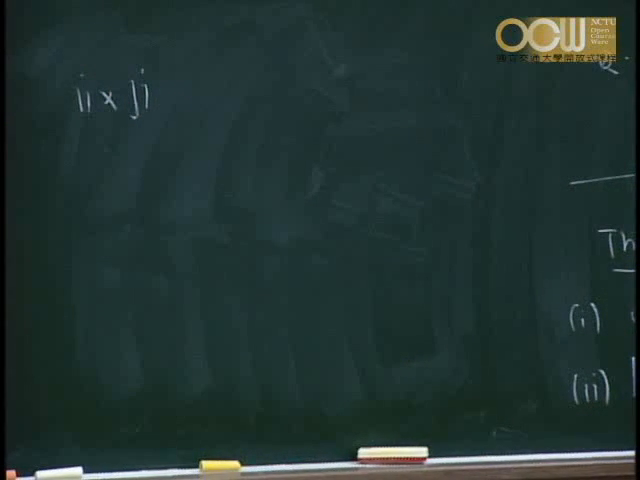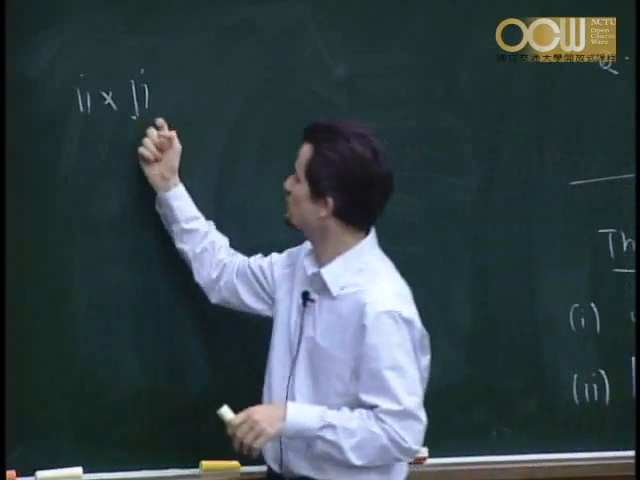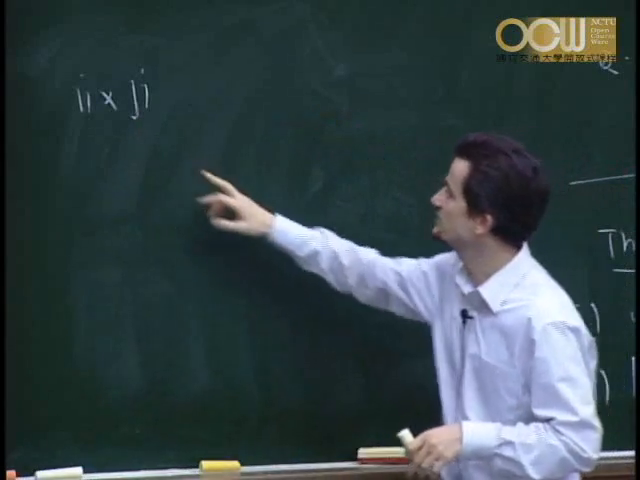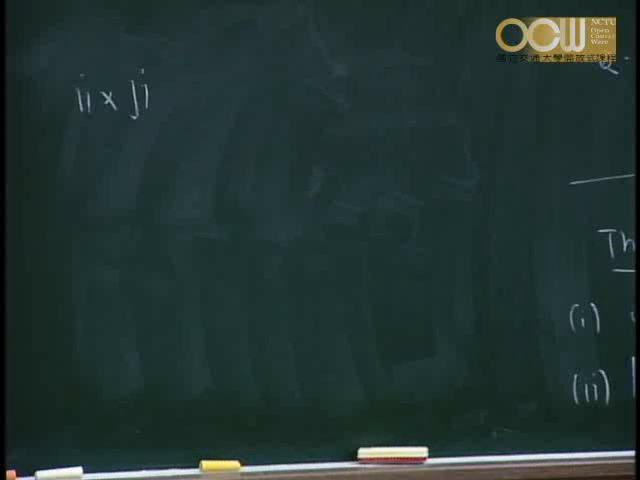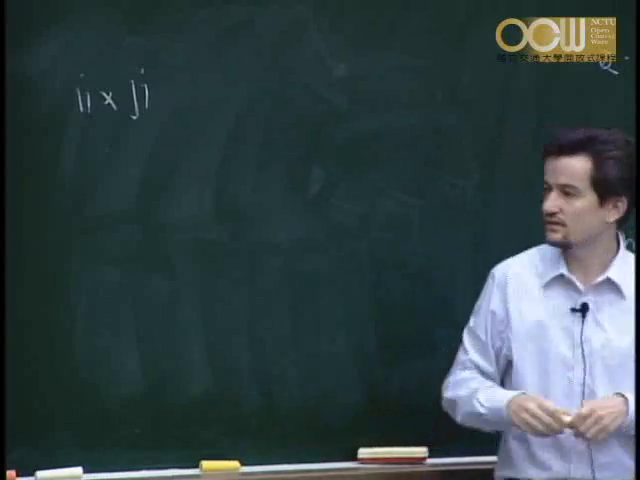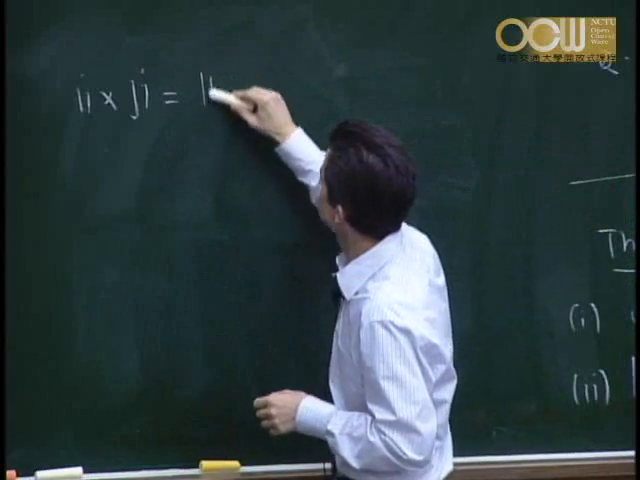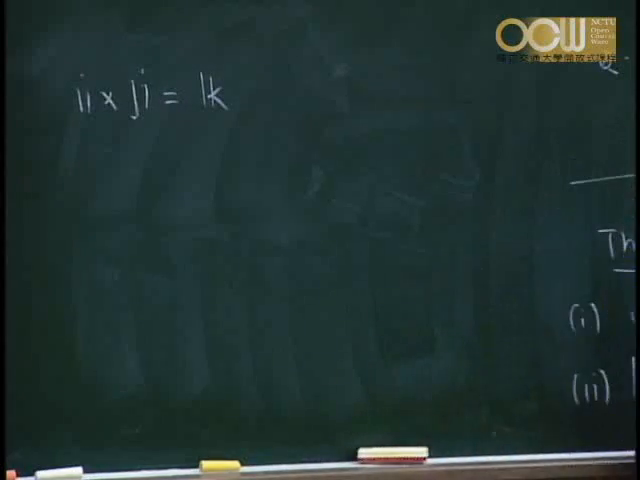Of course, because you already know these properties, this will be a vector which is orthogonal to both i and j. Then, because of this property, it must have length 1, and it is determined by the right-hand rule. So it must be k, the third standard basis vector.